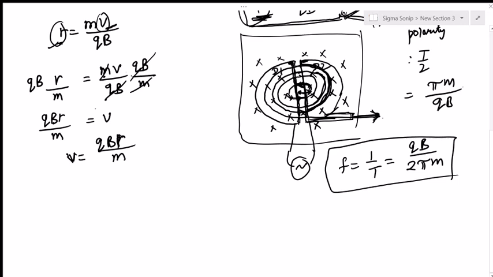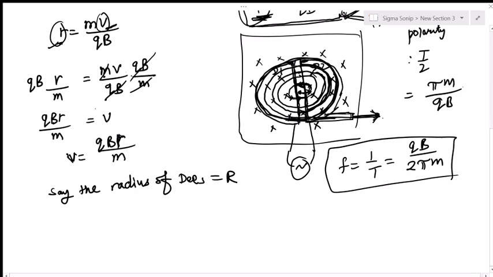When the particle is coming out of the cyclotron, it has this radius. Look at the diagram again, it has that radius, right? And that is the radius of the cyclotron, so the radius of the D. So let's say the radius of D is equal to R. So what velocity does our particle come out with? It comes out with a velocity which corresponds to this radius. All we need to do is find the velocity corresponding to this radius, so we substitute this value in place of r in this expression.